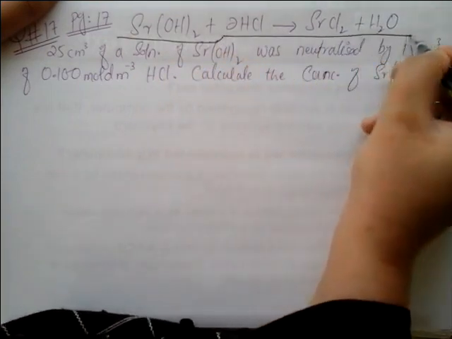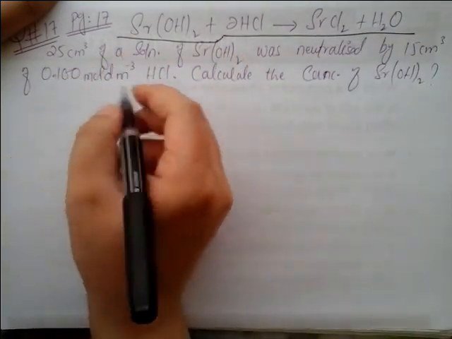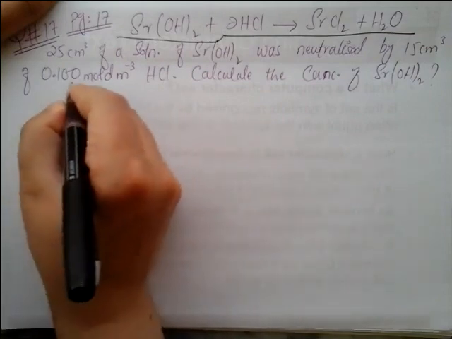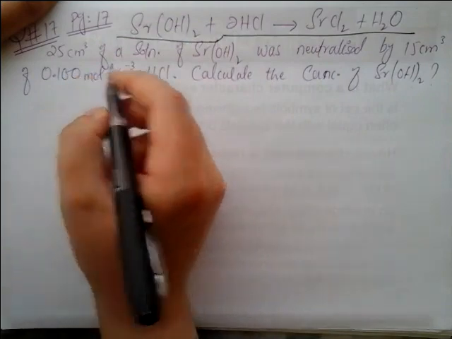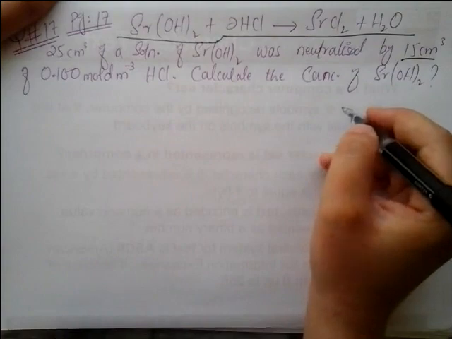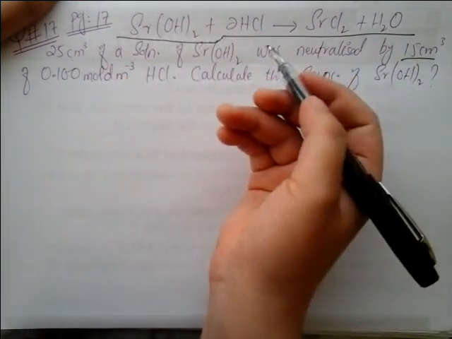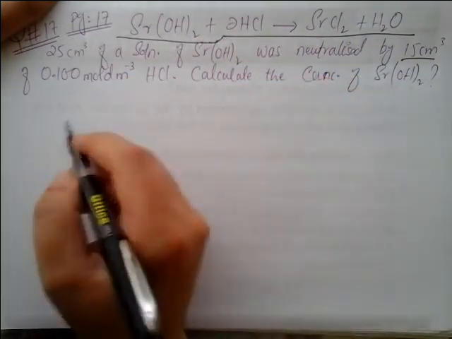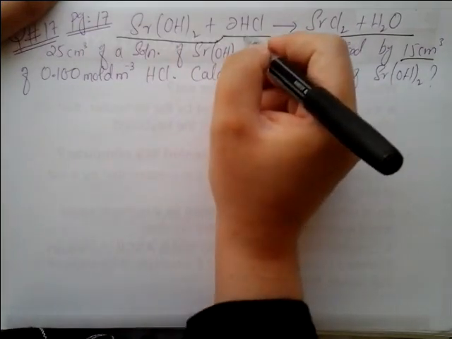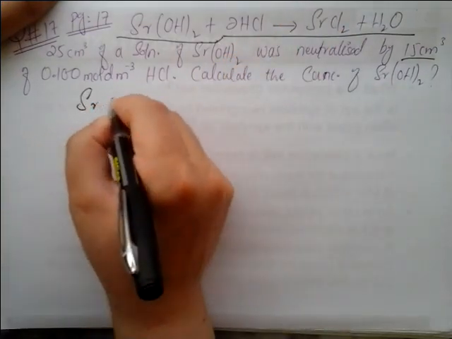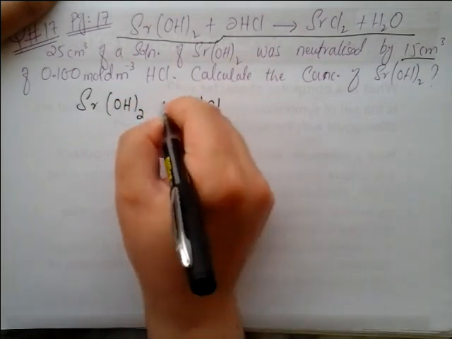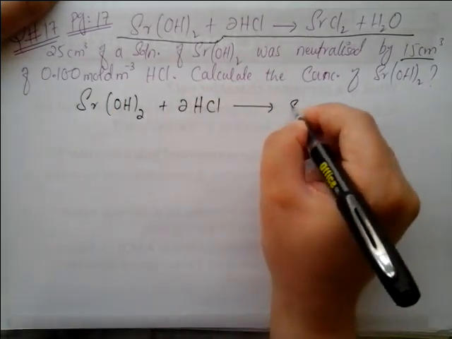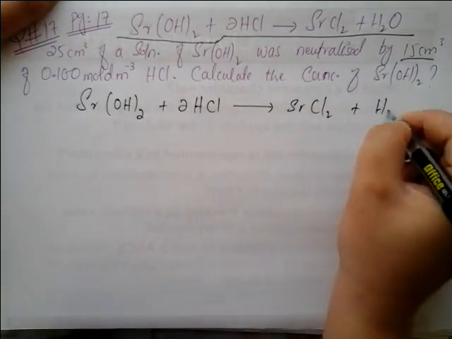The volume of the strontium hydroxide is 25 centimeter cube, and the volume of hydrochloric acid is 15 centimeter cube. All the volumes are given in centimeter cube, so you first have to convert them into decimeter cube. So let me write the equation again for you: strontium hydroxide plus 2 moles of hydrochloric acid gives strontium chloride plus water.